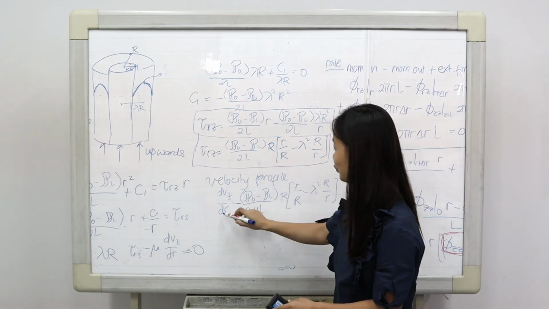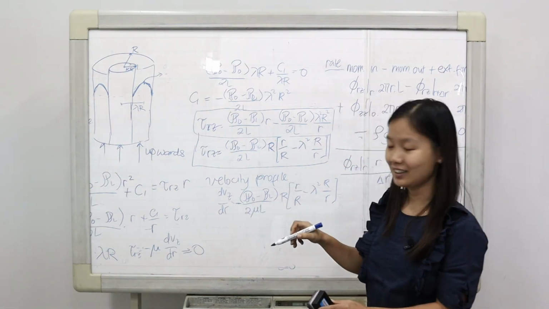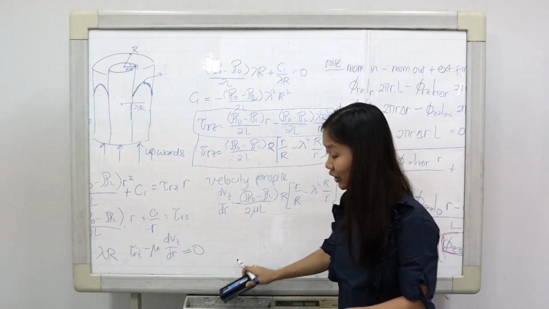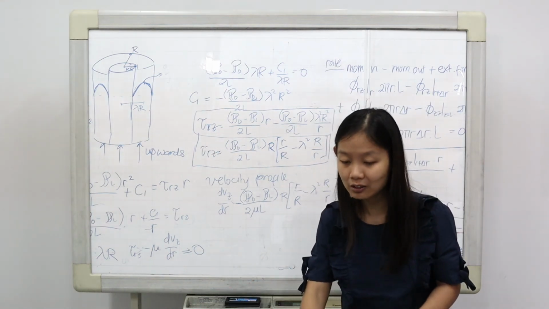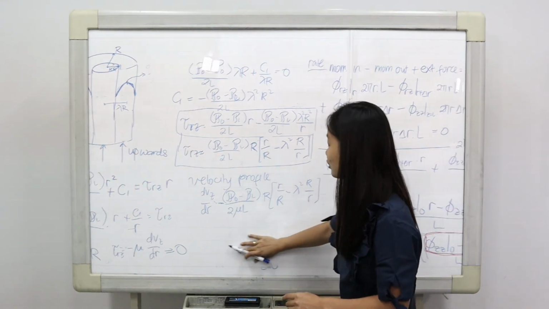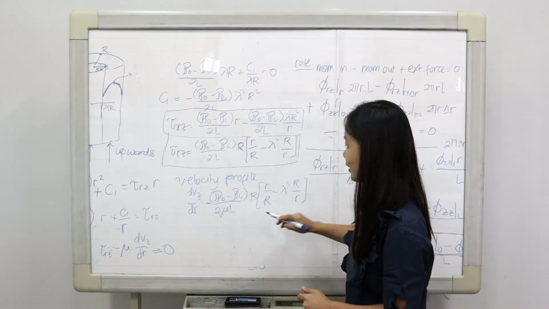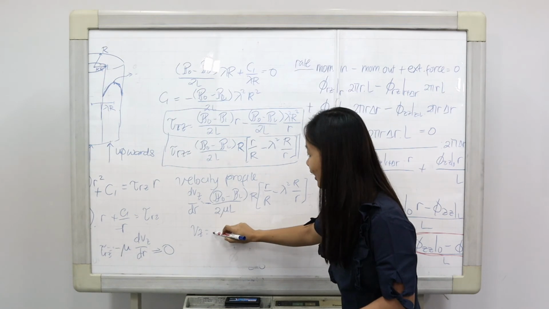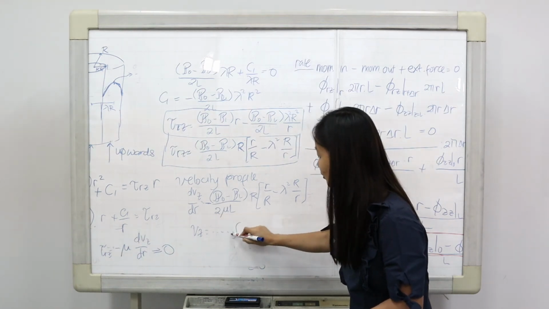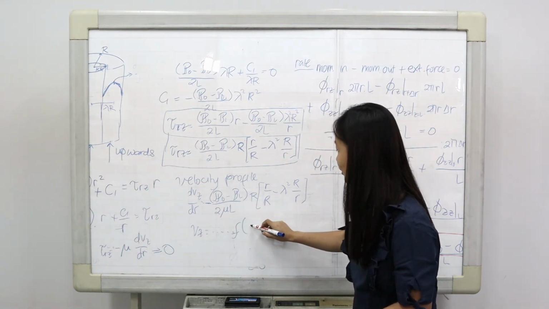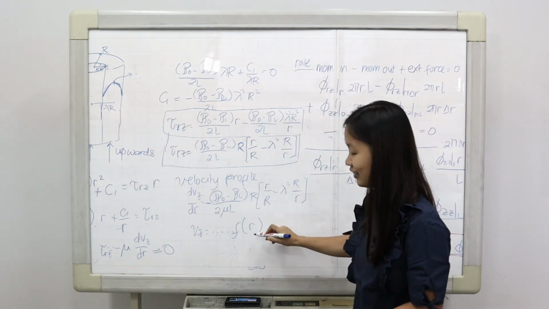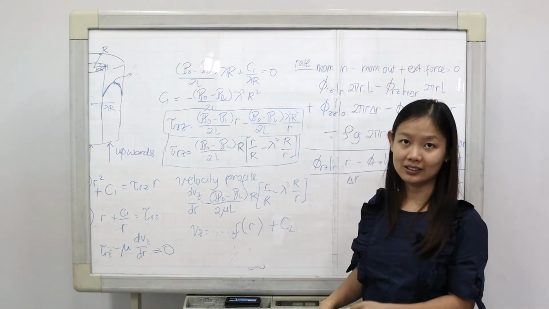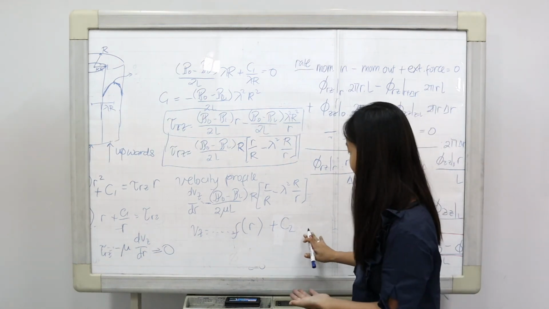Then you need to do one more integration. Maybe you can try to do the integration by yourself. It's not difficult. With one more integration, you will have Vz as a function of r, plus constant 2, just like yesterday.